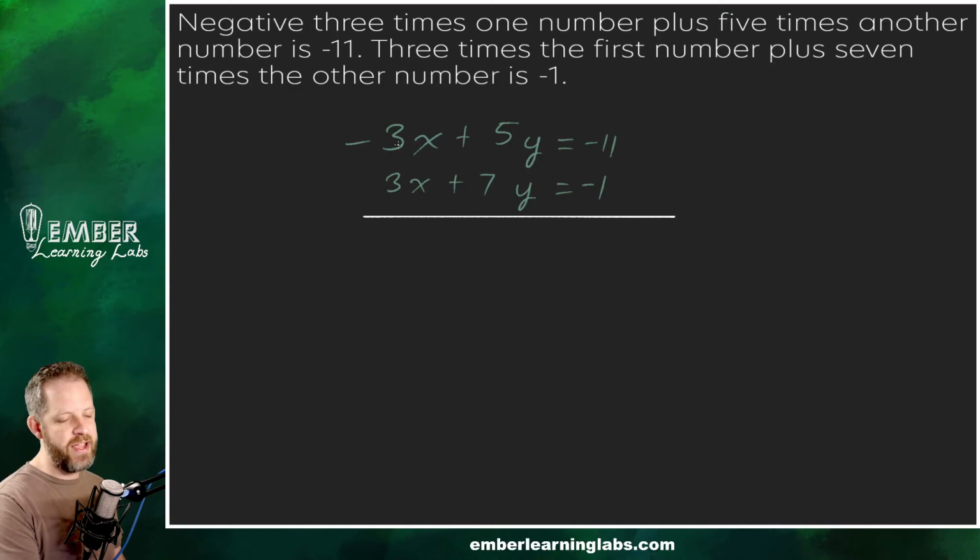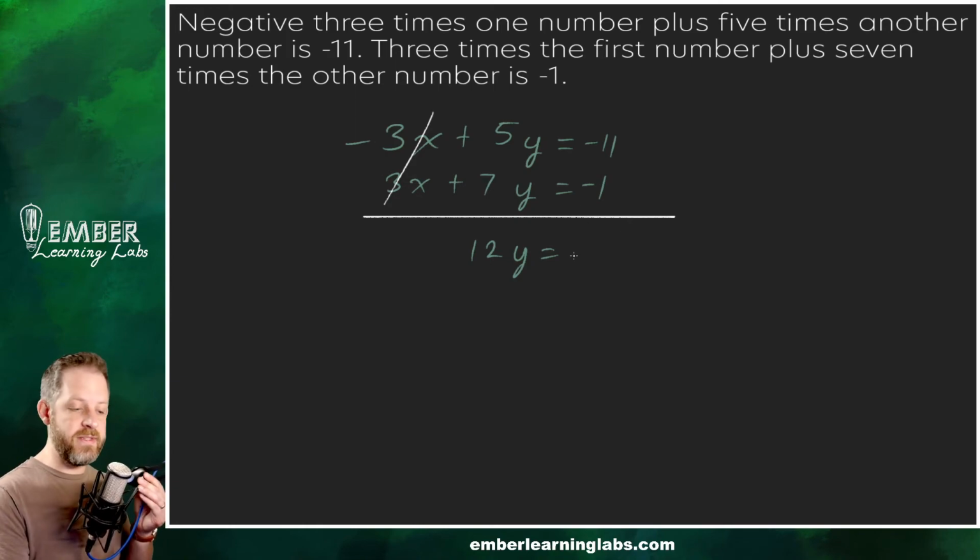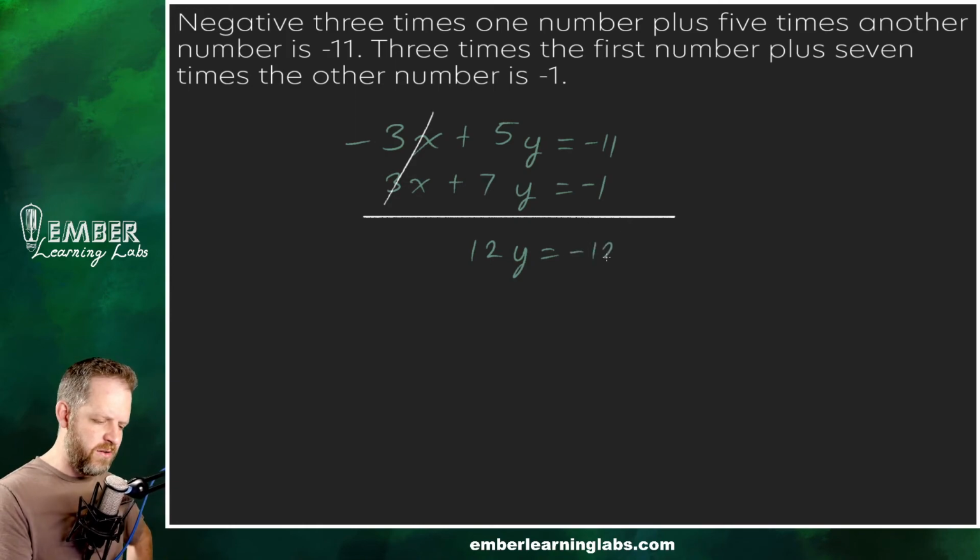We're already set up to eliminate because we've got negative 3x and 3x, so those cancel, leaving us with 5 plus 7 is 12, so 12y equals negative 11 minus 1. The signs are the same, so we add and keep the sign, negative 12. The 12 is multiplied, so we're going to divide it on both sides. Divide by 12, divide by 12. Those cancel, leaving us with y equals negative 1.